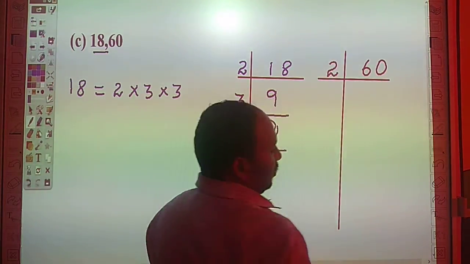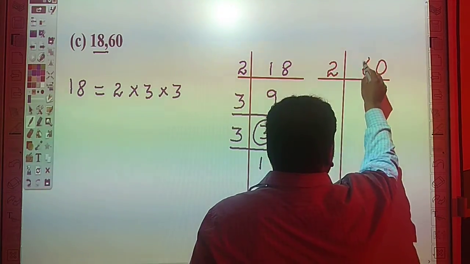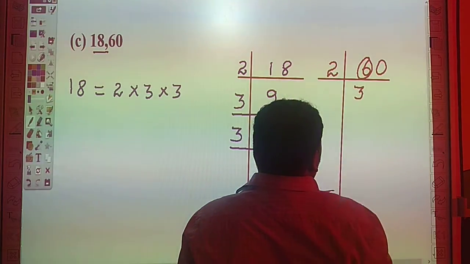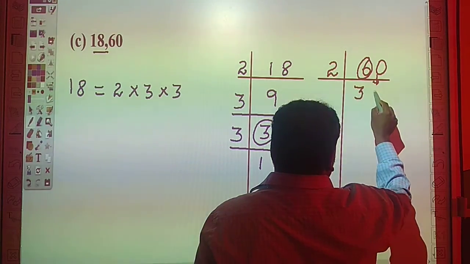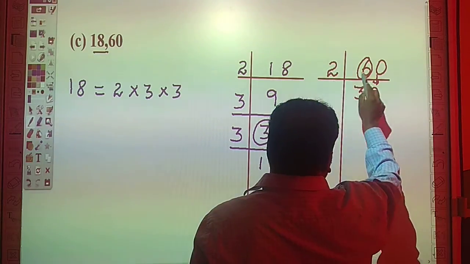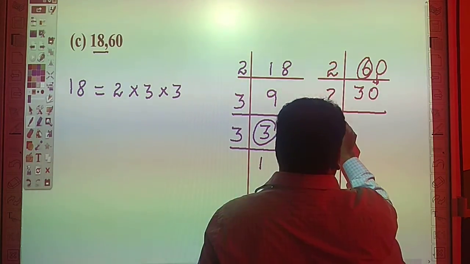Last digit is 0, so we take 2. The first digit is 6, so 3 2s are 6. And 0 into 0 is 0. The last digit is 0.